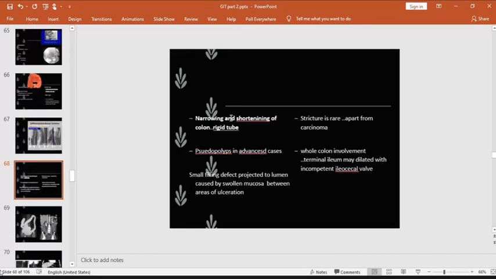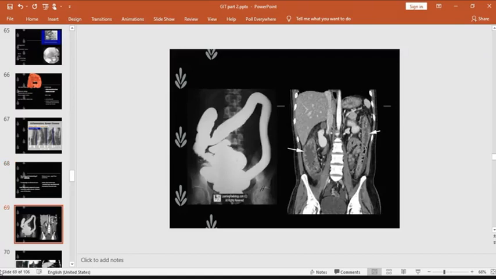Narrowing and shortening of the colon as a result of ulcerative colitis may give rise to the rigid colon. It is a rigid tube. Pseudopolyp also may be formed in advanced cases, projecting into the lumen, caused by swollen mucosa because of the ulceration. Stricture also may occur in ulcerative colitis. With whole colonic involvement, the terminal end may also be dilated, producing an incompetent ileocecal valve.